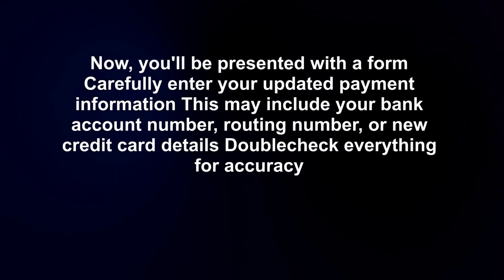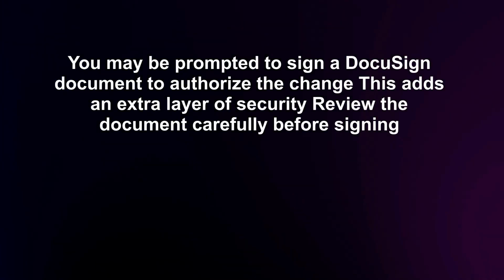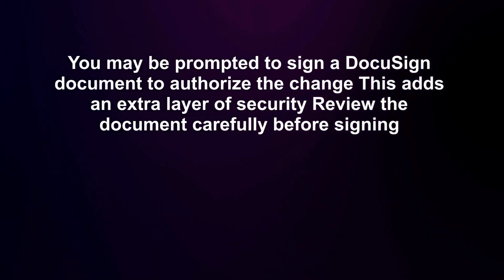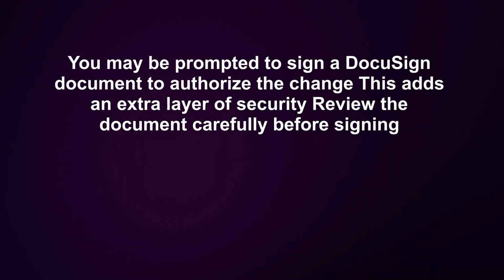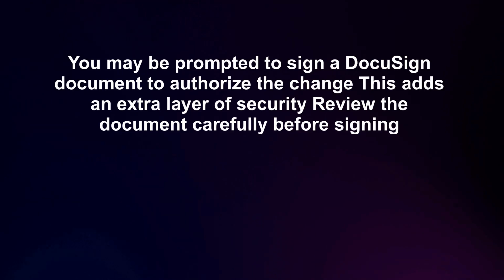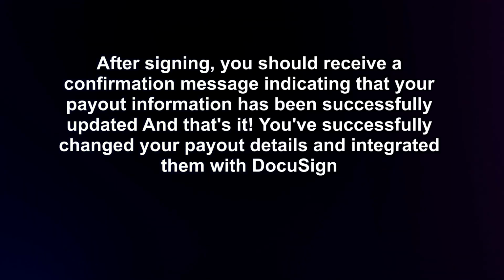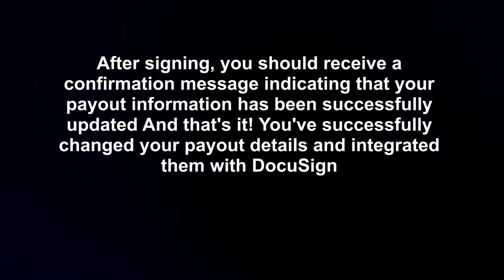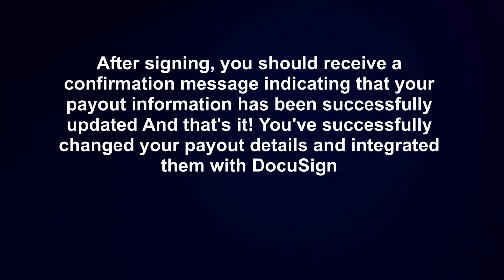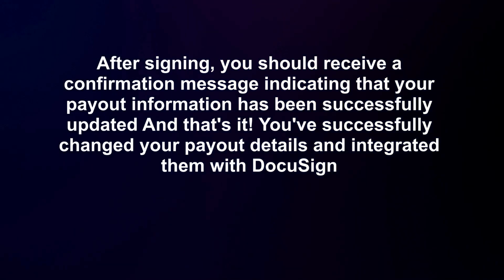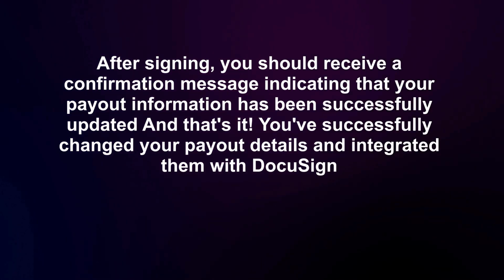Double-check everything for accuracy. You may be prompted to sign a Docusign document to authorize the change. This adds an extra layer of security. Review the document carefully before signing. After signing, you should receive a confirmation message indicating that your payout information has been successfully updated, and that's it. You've successfully changed your payout details and integrated them with Docusign.